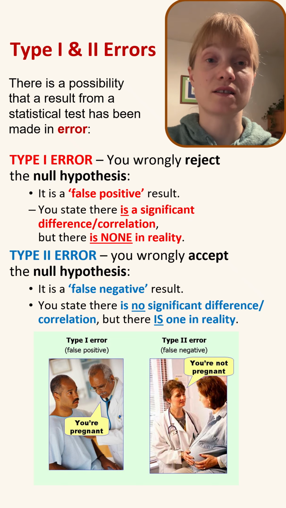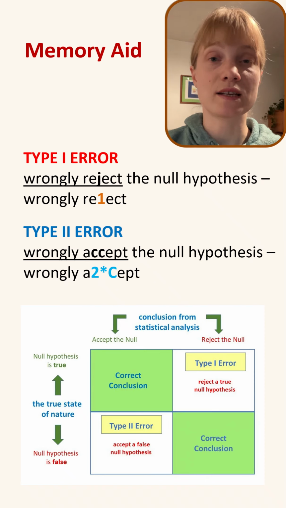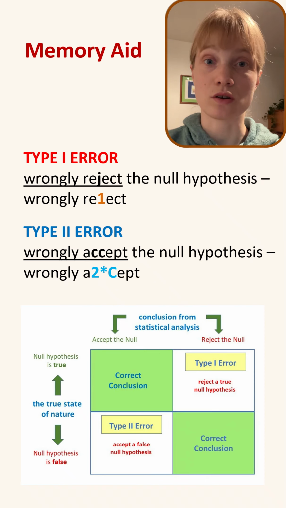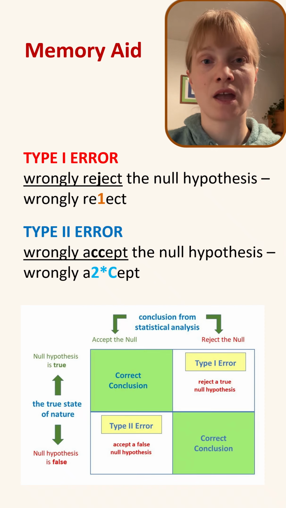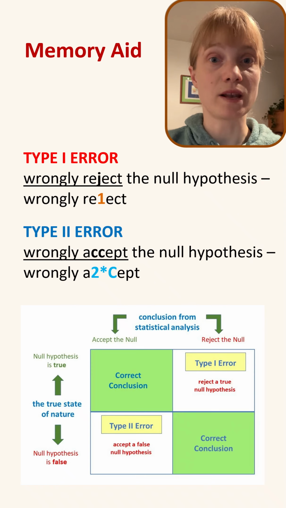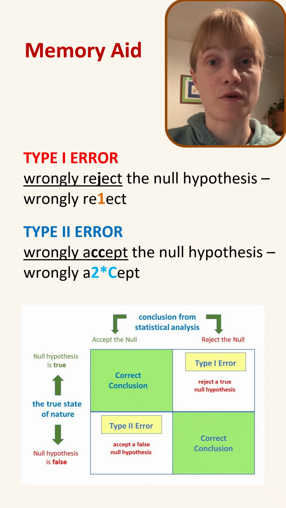that does exist. As a memory aid, I tell my students to think of the letter J in reject as a 1, linking to type 1 error. So we wrongly reject the null hypothesis. And in accept, there's a double letter, 2 C's, which I link to type 2. We wrongly accept the null hypothesis.